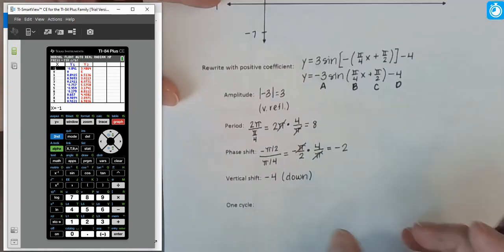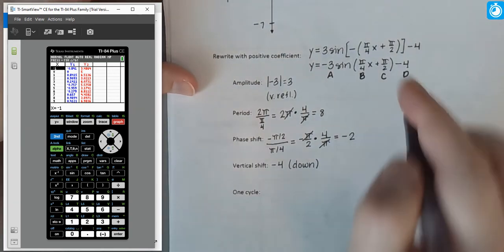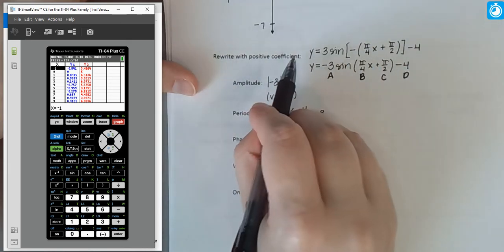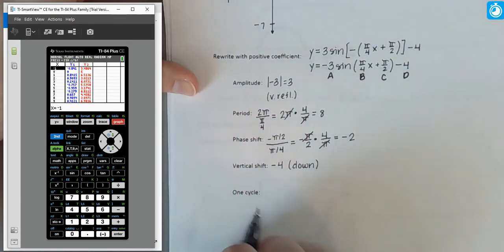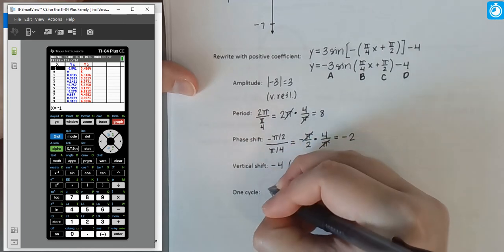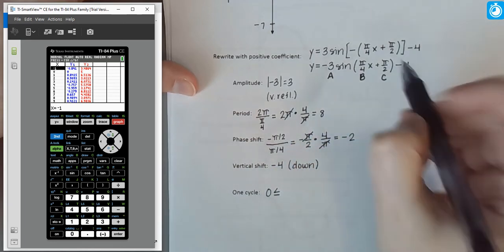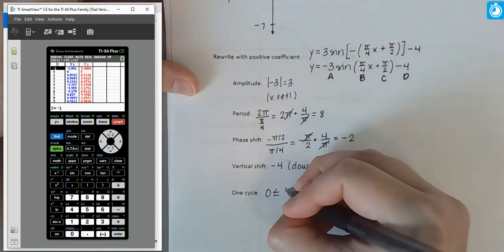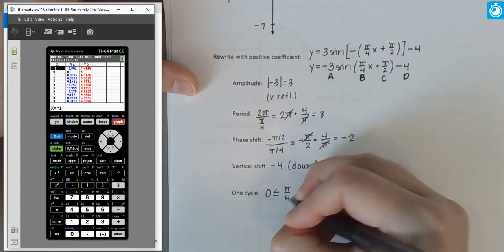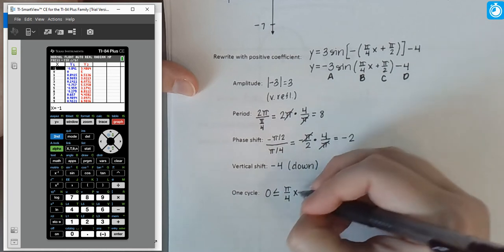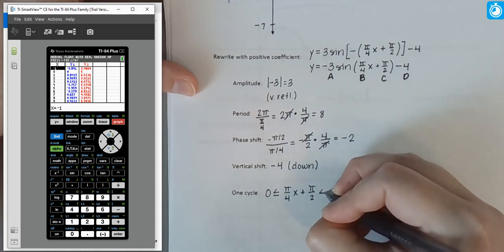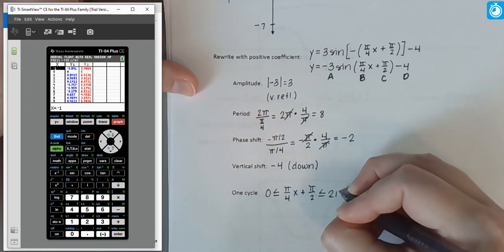So what are our actual marks going to be? What's our actual cycle going to look like? Well, make sure you're using the positive coefficient version of your equation when you do this. So standard cycle goes from 0 to 2 pi, which means our actual input is going to go from 0 to 2 pi. So pi over 4x plus pi over 2 goes from 0 to 2 pi.